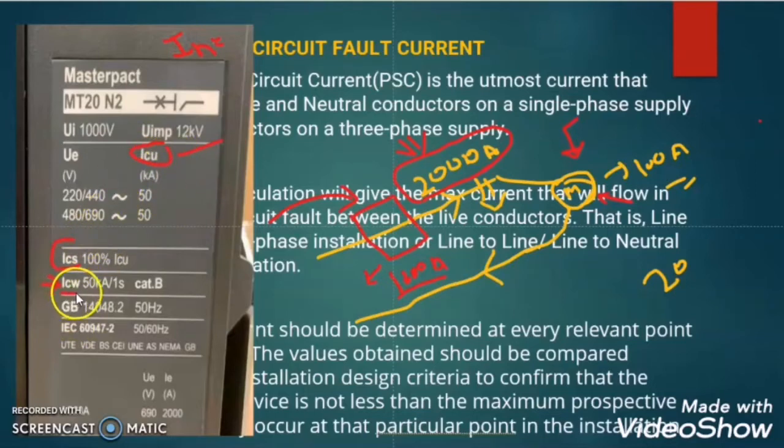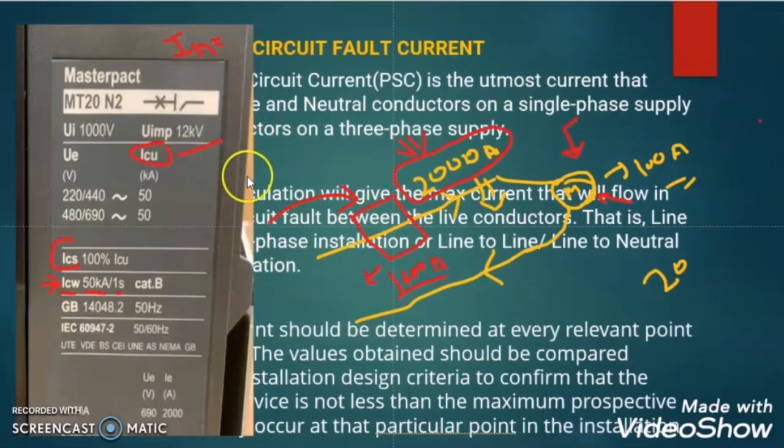Here you can see that ICW is the short circuit withstand capacity, which is given as 50 kiloampere for 1 second. How did we select this circuit breaker? By checking the maximum prospective fault current of that electrical installation, and then we selected a circuit breaker higher than that maximum prospective fault current for that electrical installation.